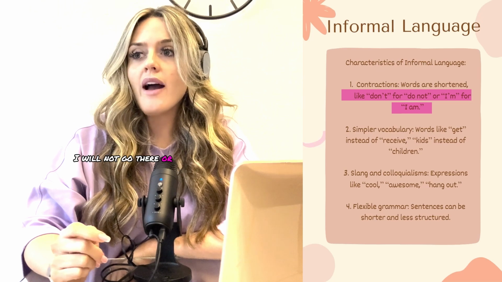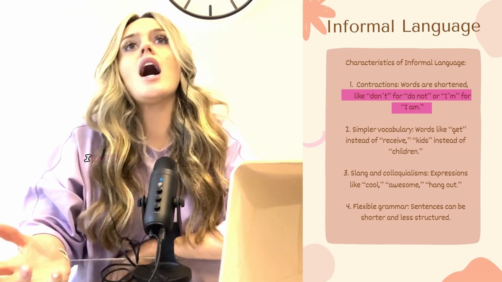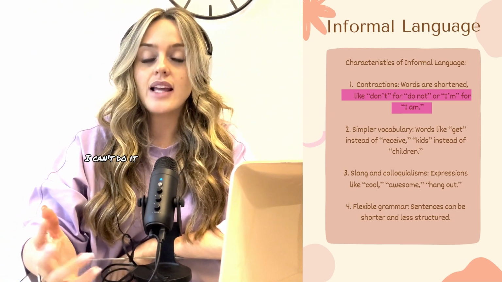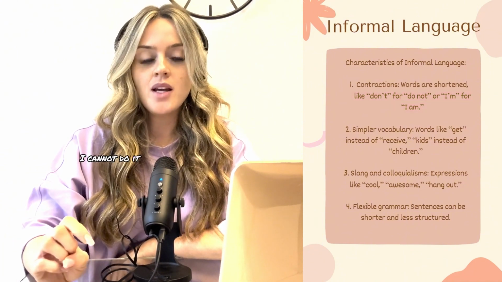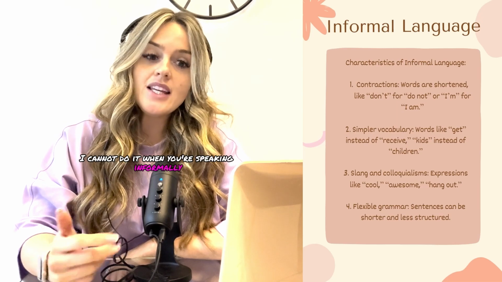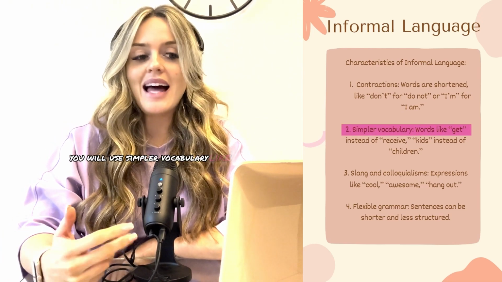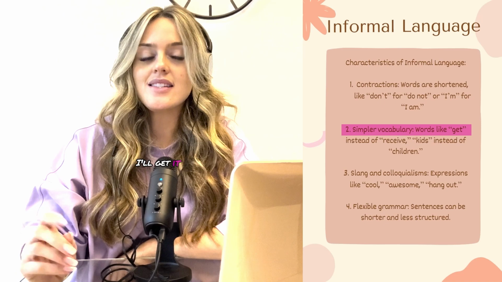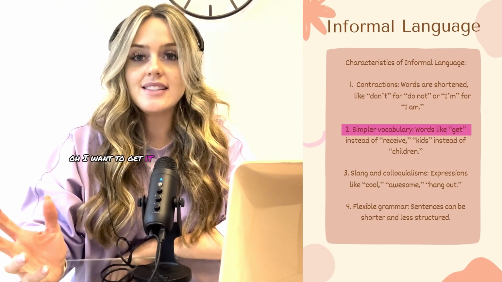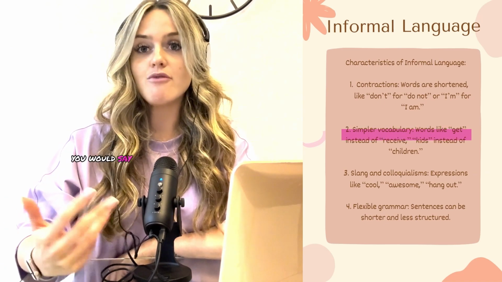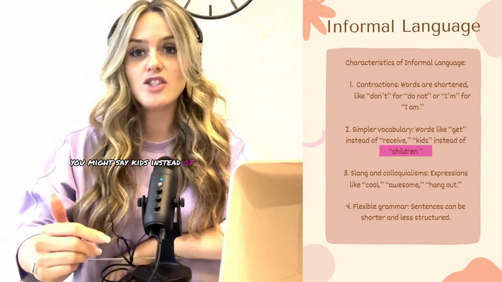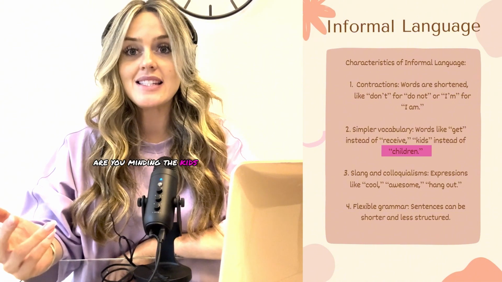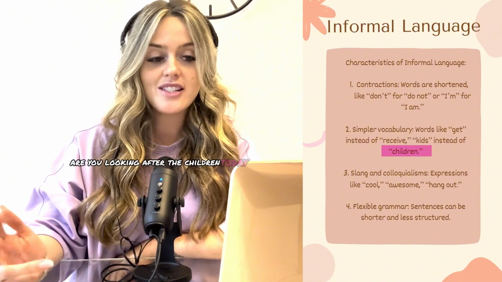Or informally, you might say, I can't do it. If you were speaking formally, you would say, I cannot do it. When you're speaking informally, you will use simpler vocabulary like get. Oh, I'll get it, or I want to get it. If you were speaking formally, you would say receive, I want to receive it. You might say kids instead of children. Oh, are you minding the kids today? Are you looking after the children today?